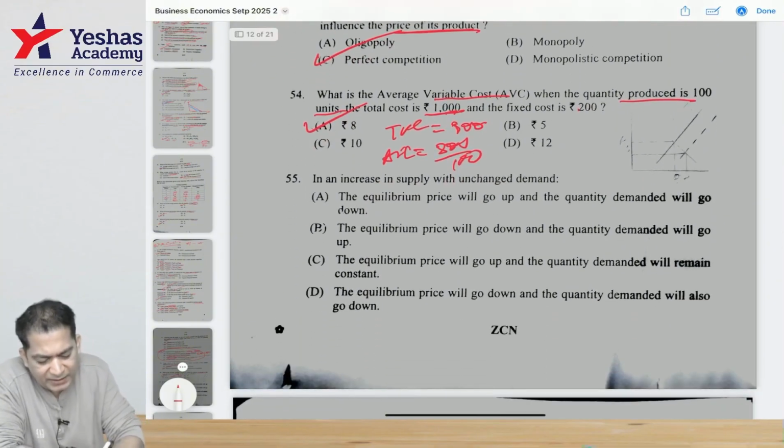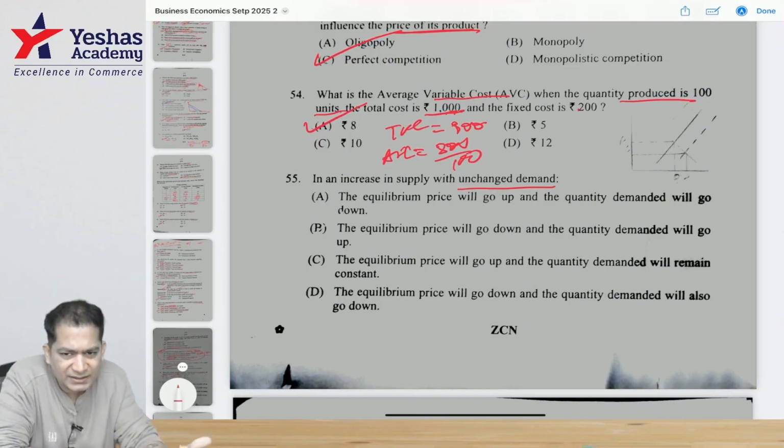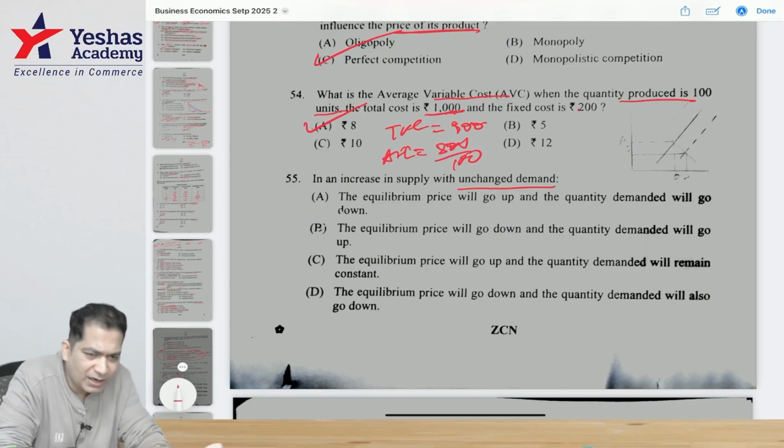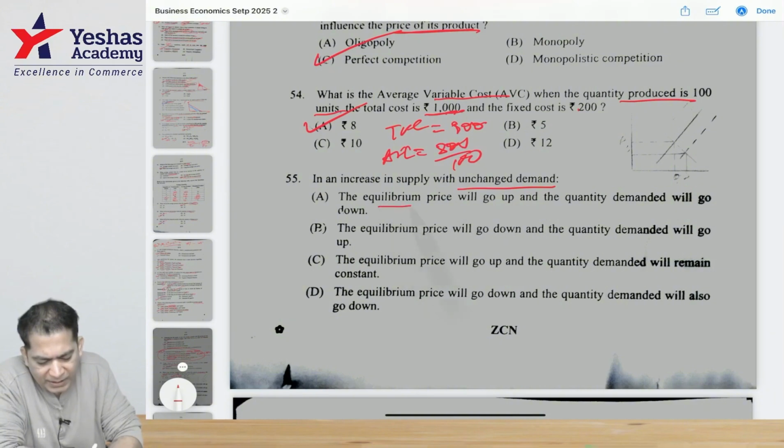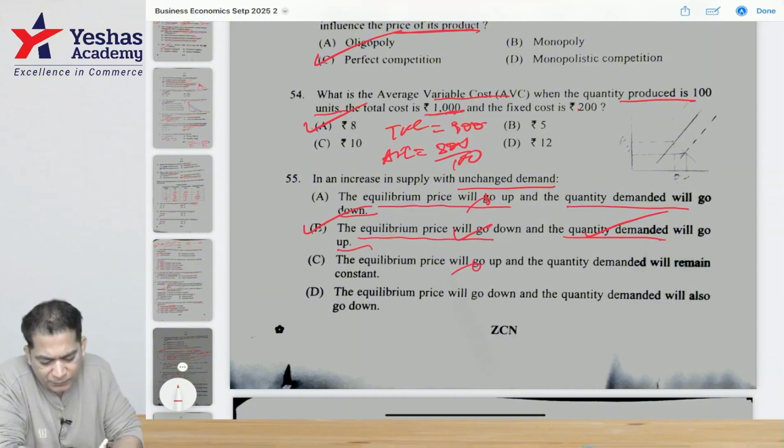An increase in supply with unchanged demand. So what will happen? Supply increases and demand remains the same. Then the price will go down and quantity will go up. Price will go up and quantity demanded will go down? No. Increase in supply, price will go down. Equilibrium price will go down and quantity will go up. Yes. Equilibrium price will go up? No. Go down and quantity will also go down? No.